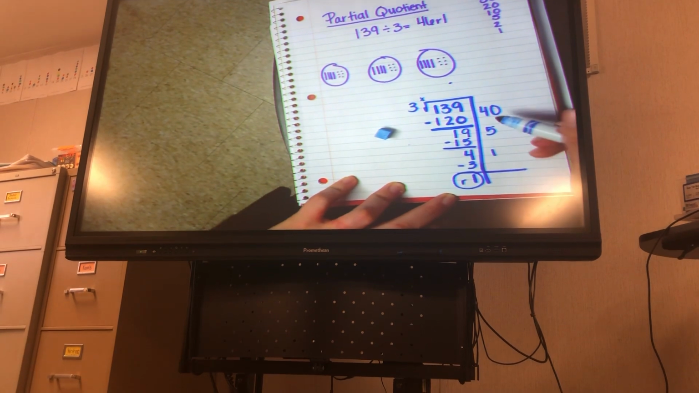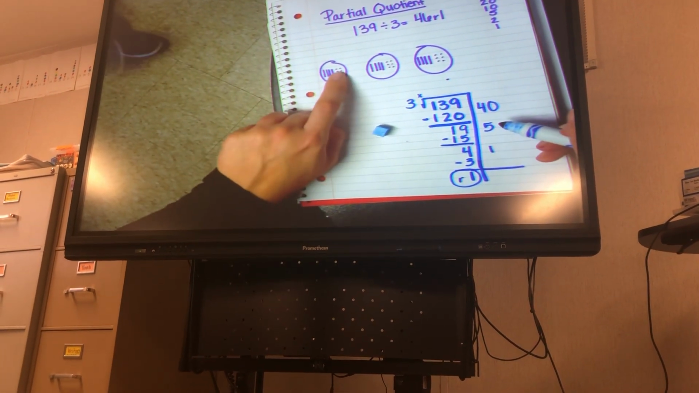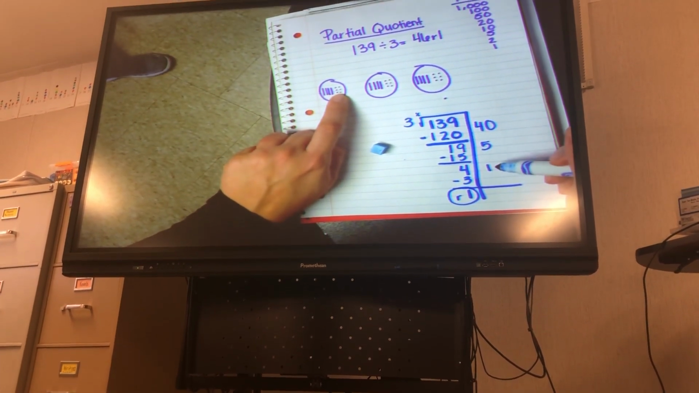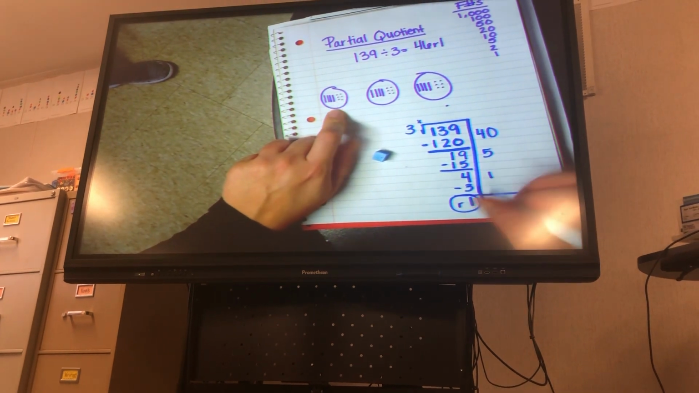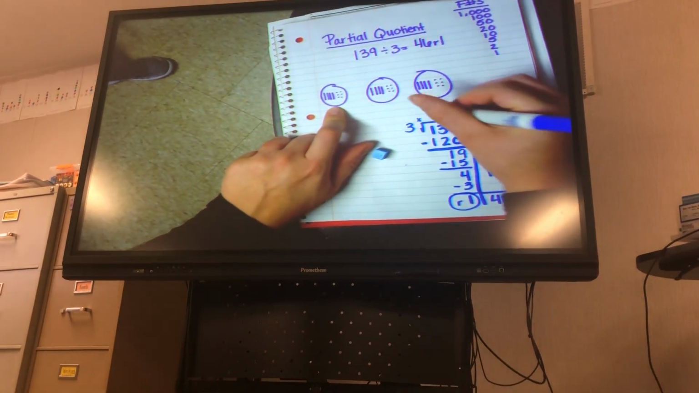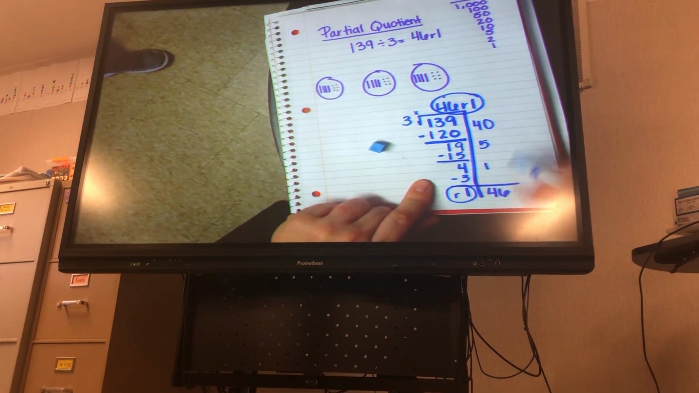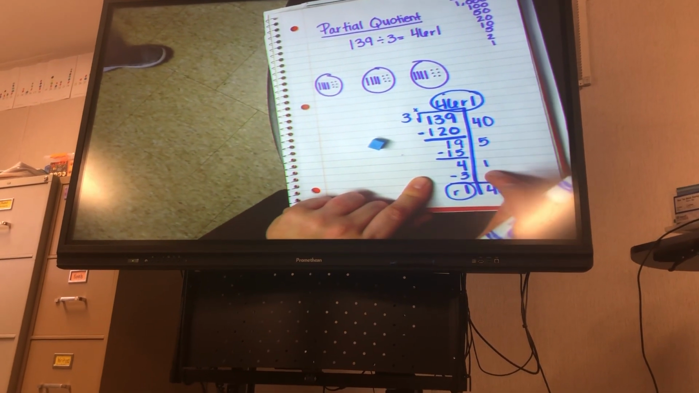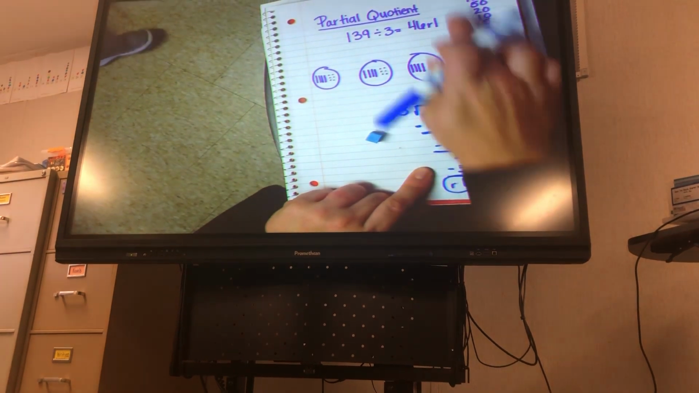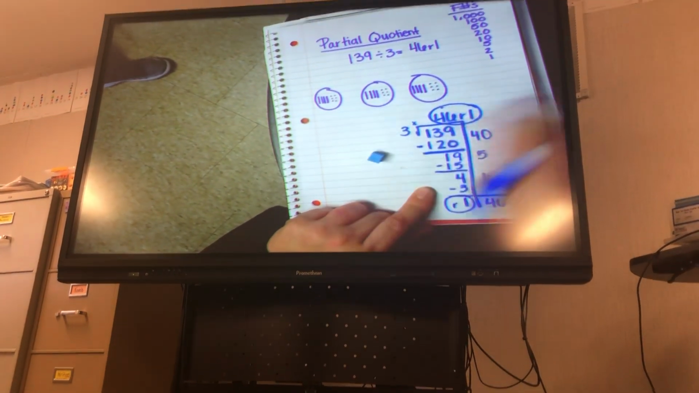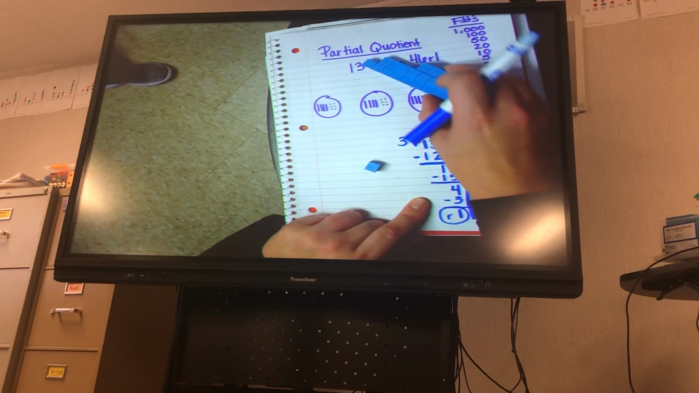Look what I gave each friend. I gave them 40, then I gave them 5 ones, and then I gave them another 1 to make 46. Same answer. This is just breaking it down into smaller little division equations that we can do using nice friendly numbers. This was showing it with our base 10 blocks.